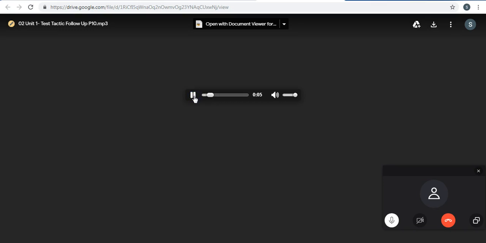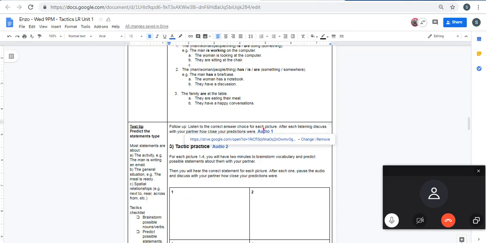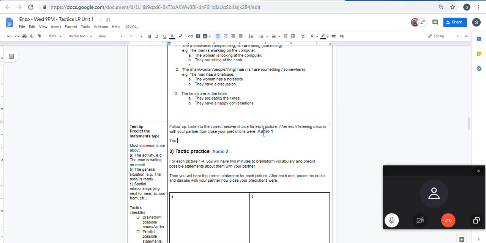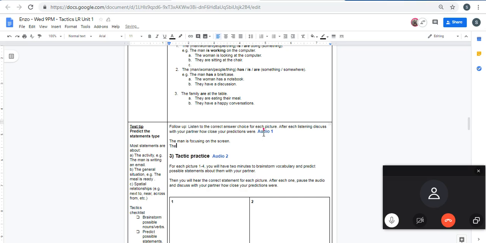Focus 2. Test tactic. Follow-up. Number 1. The man is focusing on the screen. Number 2. The people are discussing something. Number 3. The family is eating a meal.